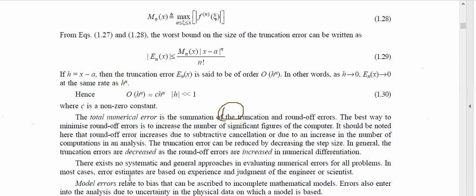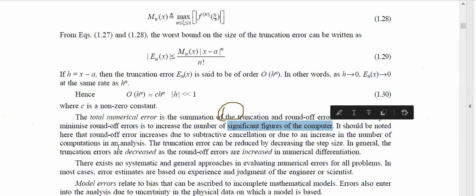Significant figure: it should be noted the round off error increases due to subtractive cancellation and due to the number of significant figures of the computer. This point is important: the significant figures of the computers. So if you round off because of the capacity of the computer, then round off error will also take place. So truncation error plus round off errors, this will be the total error.